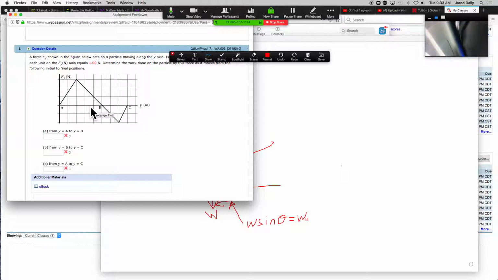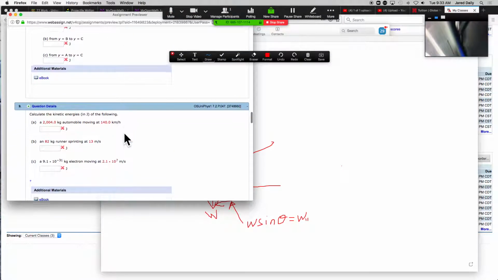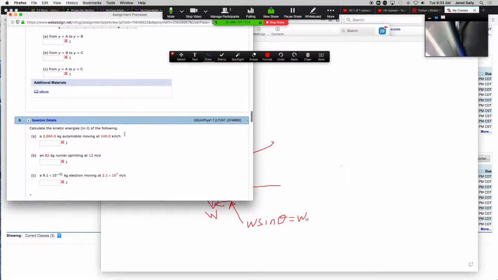And here you're going to estimate using these boxes as your units, essentially. So you have 1, 2 units for the base, and then you have 3 units high. So it's 6 units by 1/2 gives you the area under this part of the curve. You do the same for this triangle, and then the same. You can do this whole triangle from A to B if you want, and then the whole triangle from B to C like they want. So that tends to be fairly straightforward.